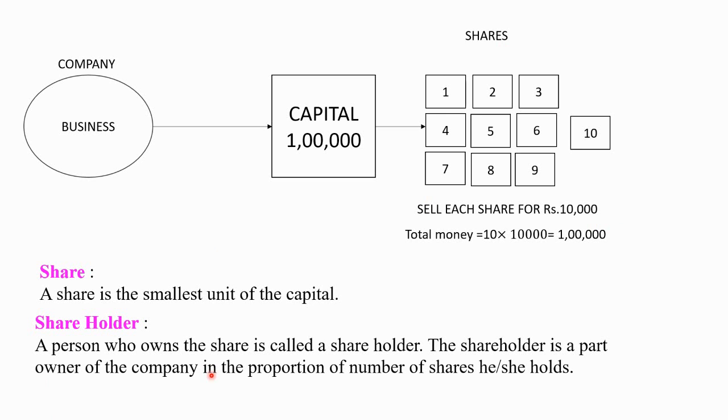Shareholder: a person who owns a share. Suppose I purchased one share of this particular company, I will be called the shareholder. So a person who owns the share is called a shareholder. The shareholder is a part owner of the company in the proportion of the number of shares he or she holds. So any person who has purchased the share of this company will be called a shareholder, or a part owner of the company, depending on the number of shares he or she purchases.